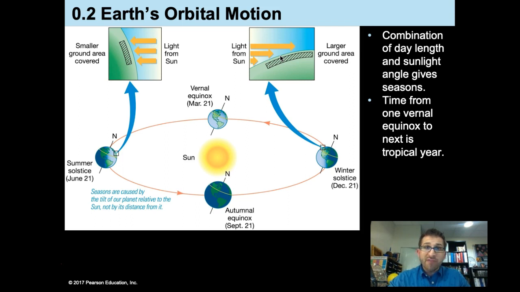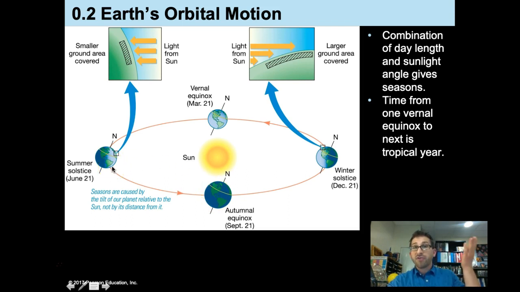Now, each of these points in the orbit is of very special importance. There are two places where the Earth's energy is shining equally on the equator and on both hemispheres, and those are called the equinoxes. We have the vernal equinox in the spring, and we have the autumnal equinox in the autumn.